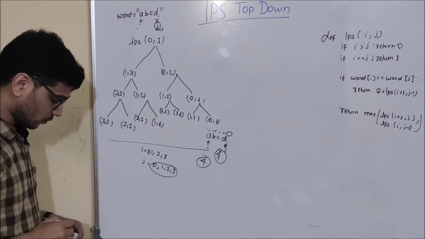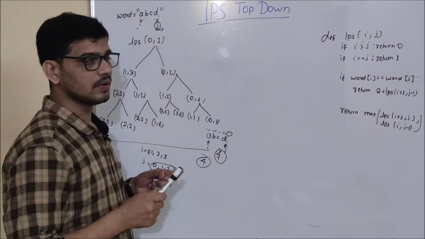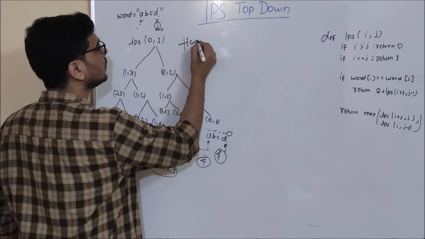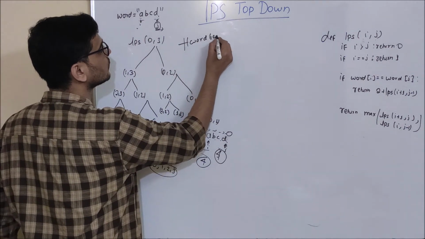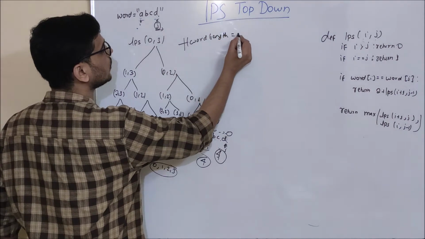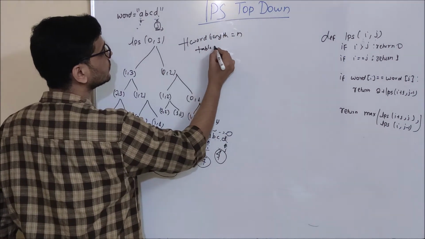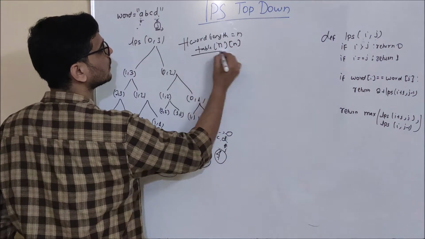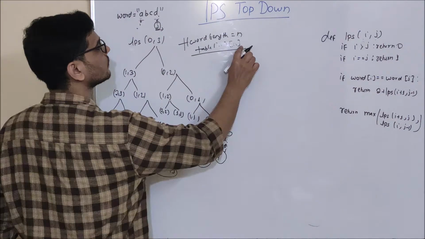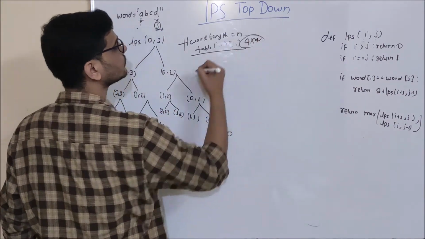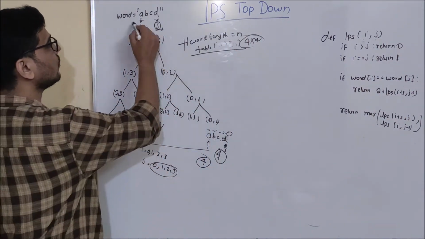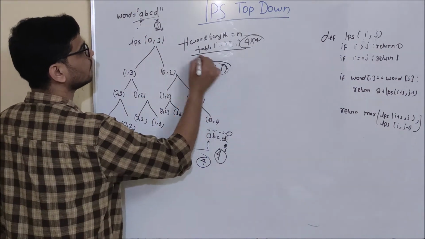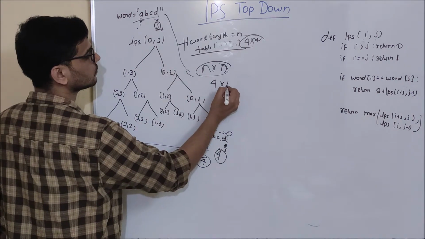So basically what I want to say here is, suppose I have a word of length n, then our table size will be n cross n. Correct? Sorry, 4 cross 4 for this particular word. The table size will be n cross n, and for this particular word it will be 4 cross 4.